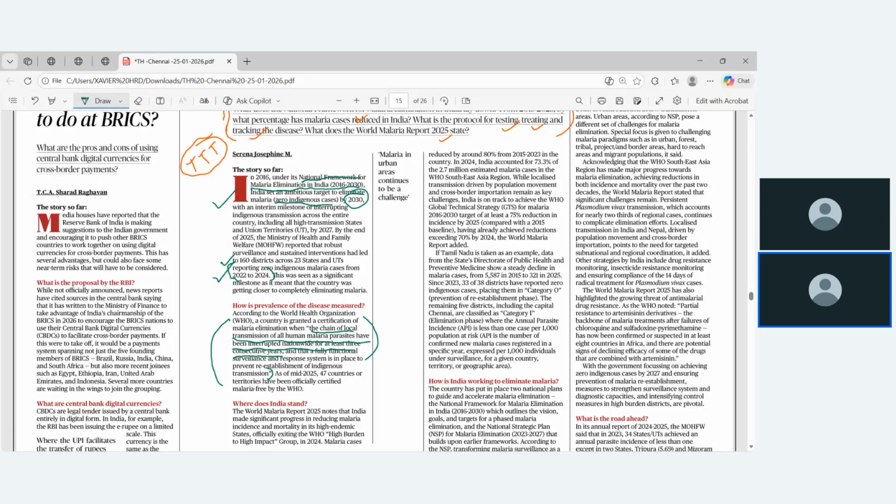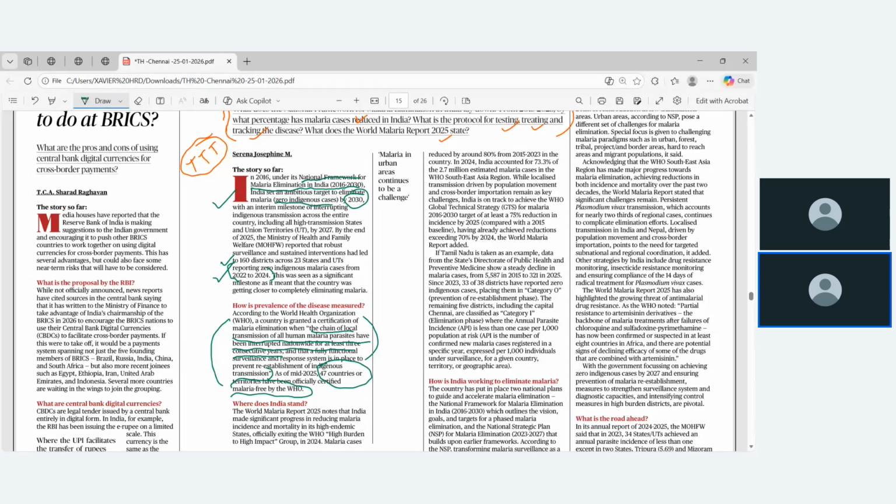As of mid 2025, 47 countries or territories have been officially certified malaria free by the World Health Organization. So not only India, already 47 countries are declared malaria free by the World Health Organization. So in that case, where does India stand?